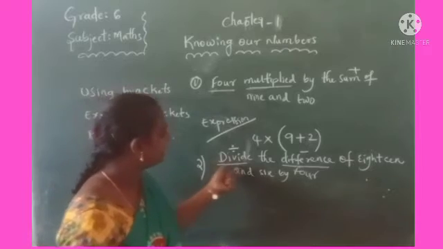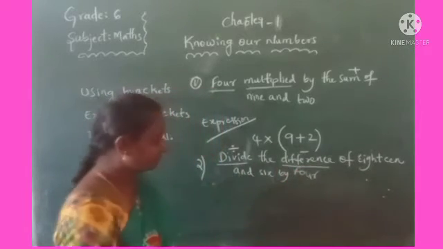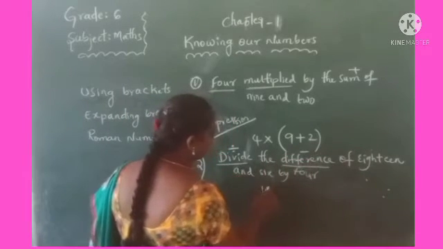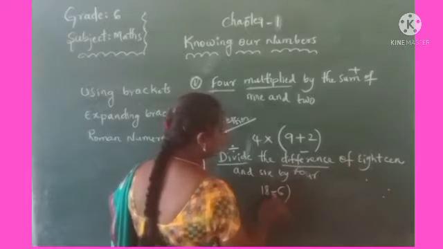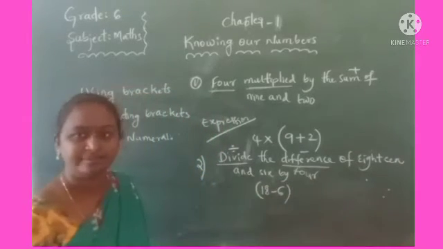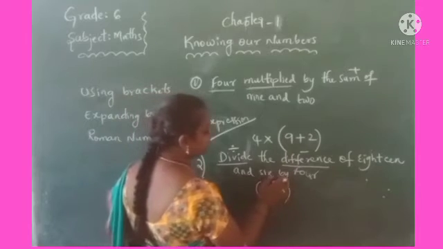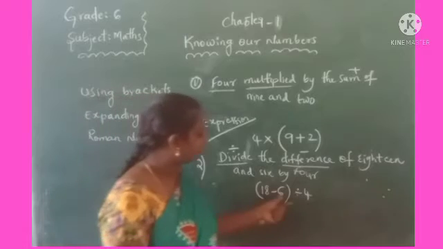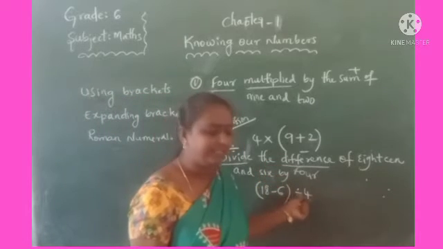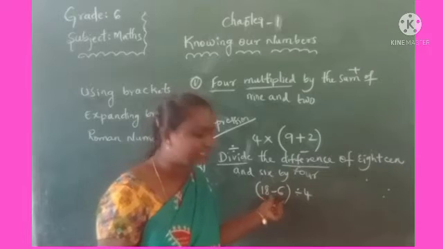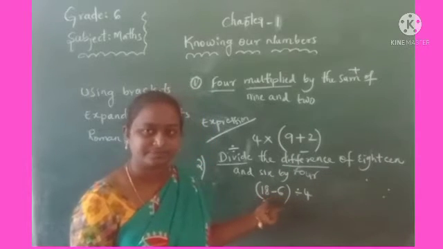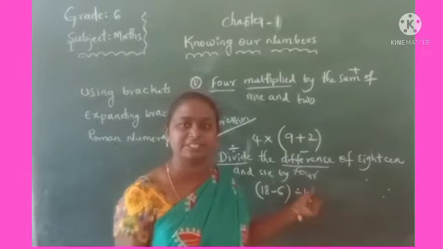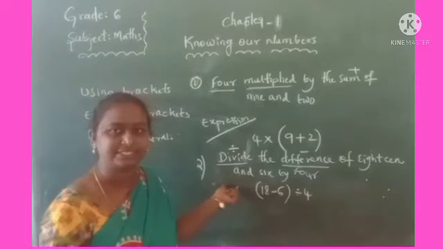How do we write this one? Divide the difference of 18 and 6. Difference of 18 and 6 means 18 minus 6. Keep that inside the bracket, then divide by 4. The difference 18 minus 6 is equal to 12. 12 divided by 4 is equal to 3. So that is the expression for this statement.